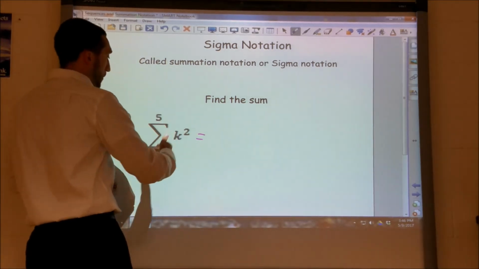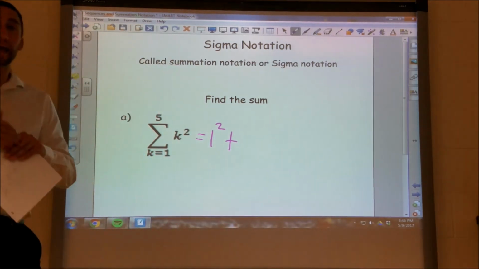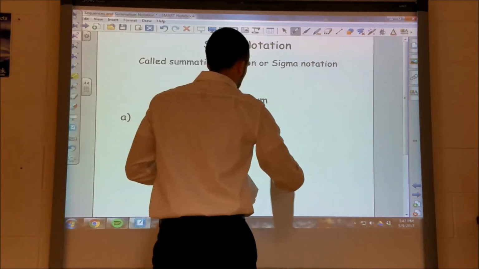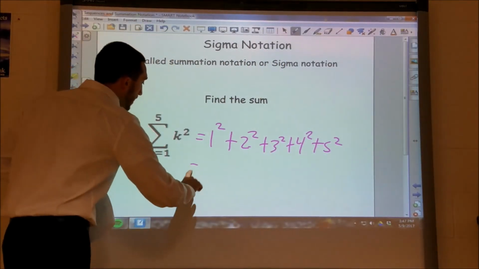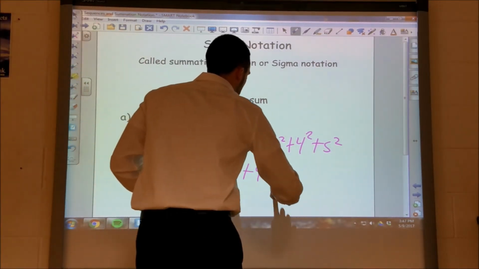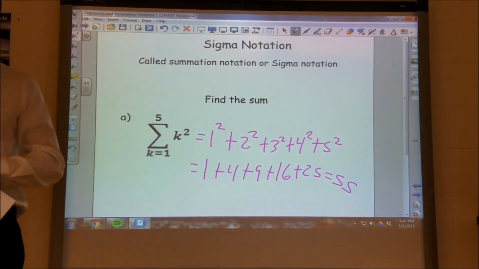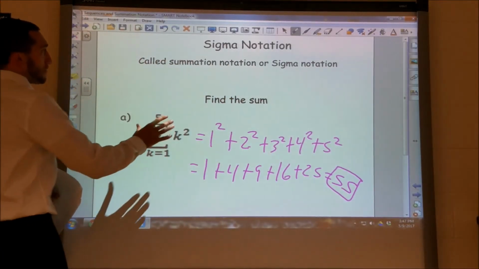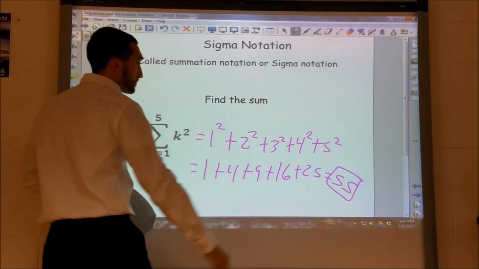So what this looks like is, if I plug a 1 in for k, I get 1 squared. Then I'm going to plug every number in for k in between 1 and 5. So 2 squared, 3 squared, 4 squared, 5 squared. Okay, now I can go ahead and find the sum: 1 plus 4 plus 9 plus 16 plus 25. And that sum from k equals 1 all the way to k equals 5 gives us 55. So, obviously, sigma notation is nice, neat, and easier to write than a whole sum would be.